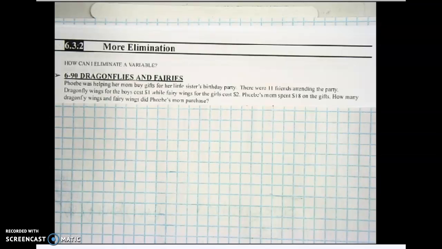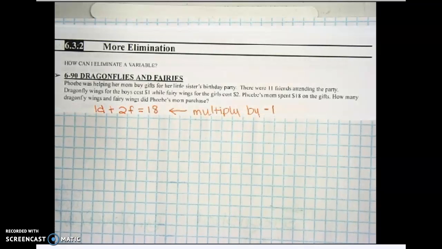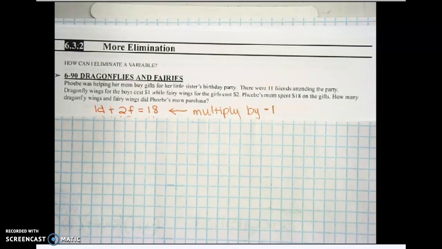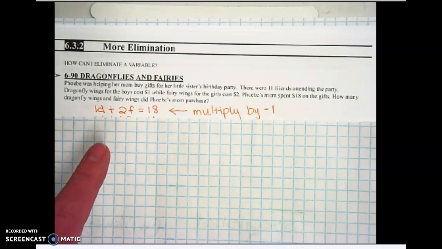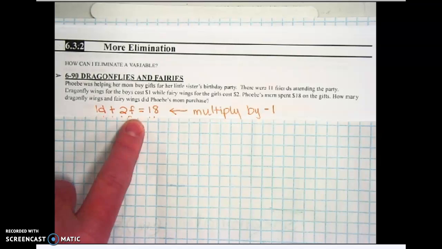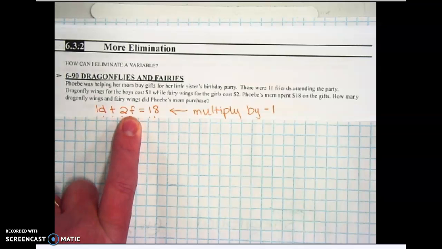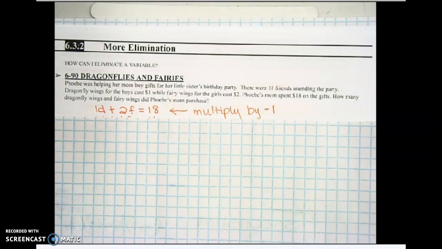All right. So we're going to use the variables D for dragonflies and F for fairies. Okay. So the dragonflies were how much? $1. So I put 1D. Do I have to write the 1? No, you can just put D if you want to. And then the fairy wings were $2. And the mom spent $18 total. Okay. So that gets you the one equation, and that one's kind of obvious with the way the problem's worded.